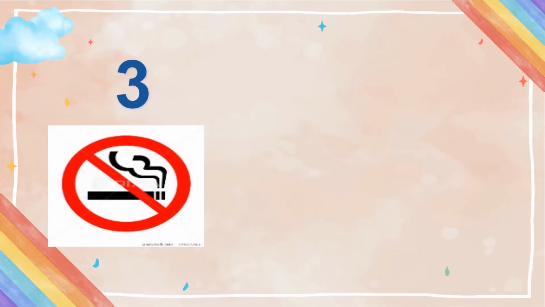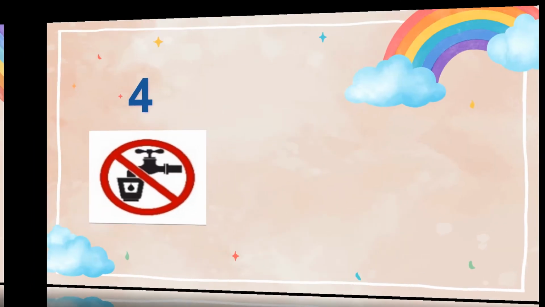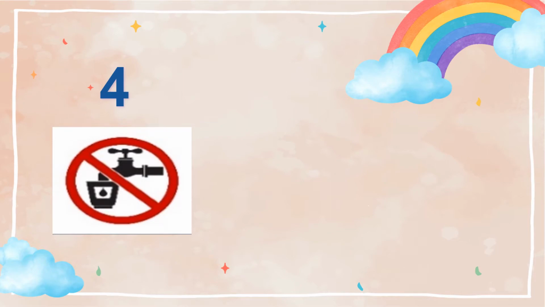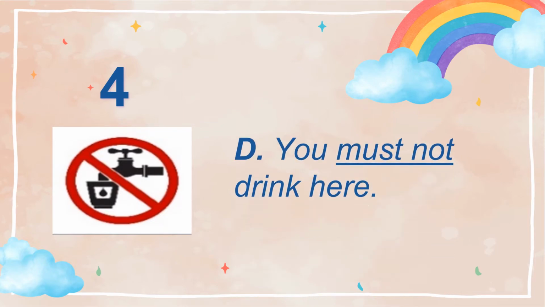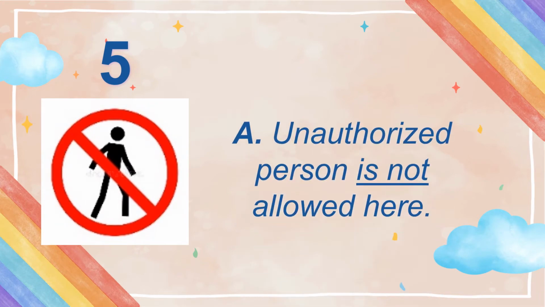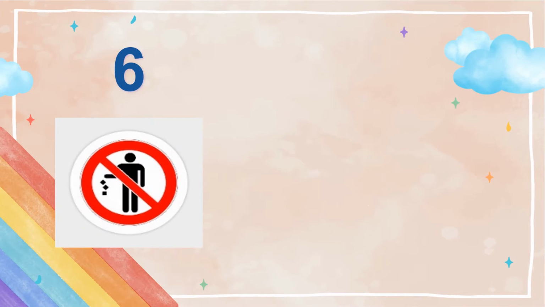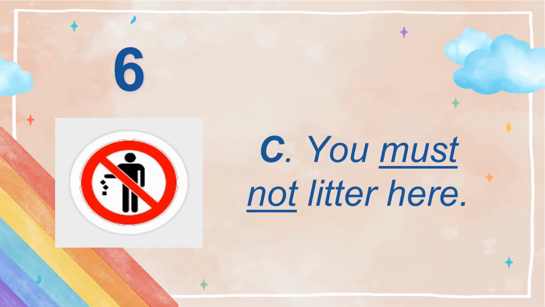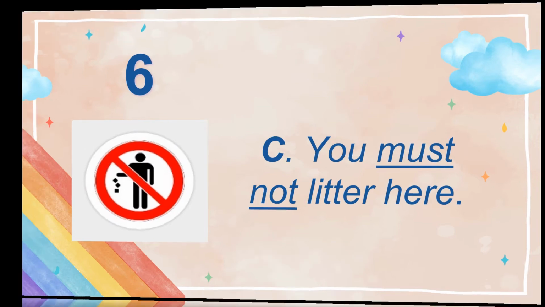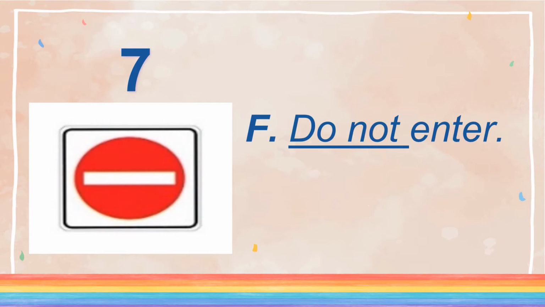Number 3. It's letter B. Don't smoke here. Number 4, it's letter D. You must not drink here. Number 5, it's letter A. An authorized person is not allowed here. Number 6, it's letter C. You must not litter here. Lastly, number 7, it's letter F. Do not enter. So, who among you got a perfect score?